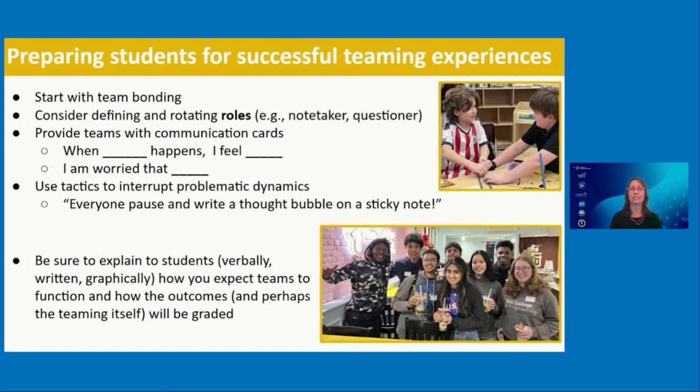problematic dynamic. Someone's talking too much, someone isn't participating enough. You can go up to a table and say, hey, everybody pause, grab a sticky note, write the thought that's in your head and stick it right on your forehead. And again, they might roll their eyes, but this is a great way to get thoughts bubbling up from students who are feeling talked over and aren't comfortable sharing their thoughts.